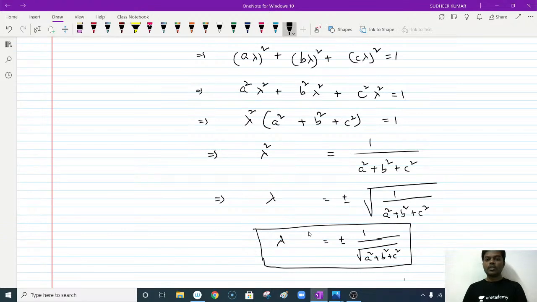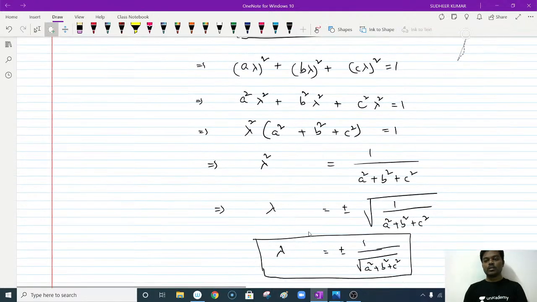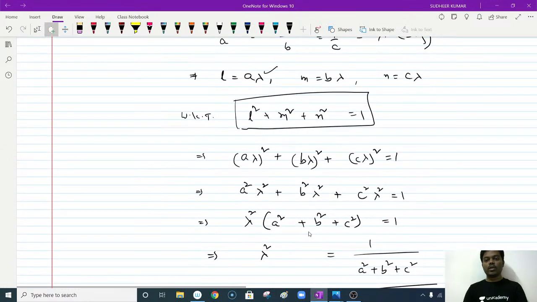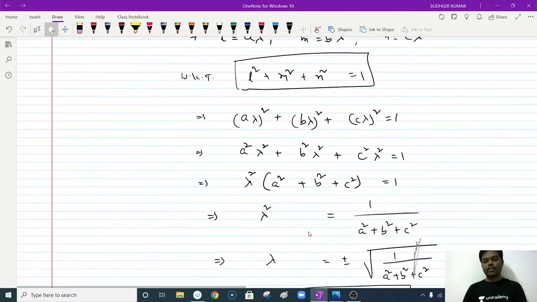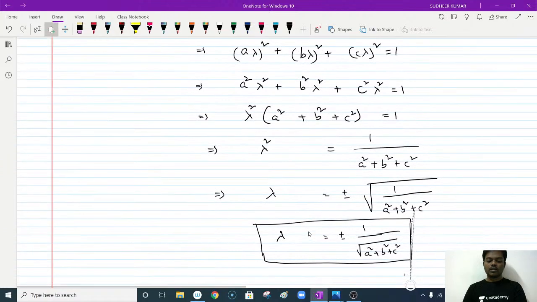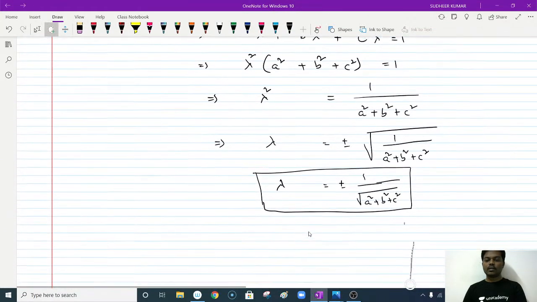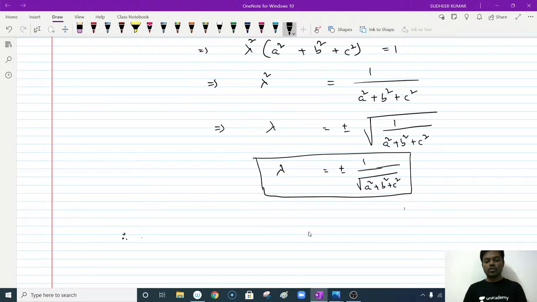Now this lambda value we are going to substitute in this one. So we got this result: L equal to A lambda, M equal to B lambda and N equal to C lambda. Let us write that. If we substitute in that, then we get this result, therefore L equal to plus or minus A by square root of A square plus B square plus C square, and M equal to plus or minus B by square root of A square plus B square plus C square.